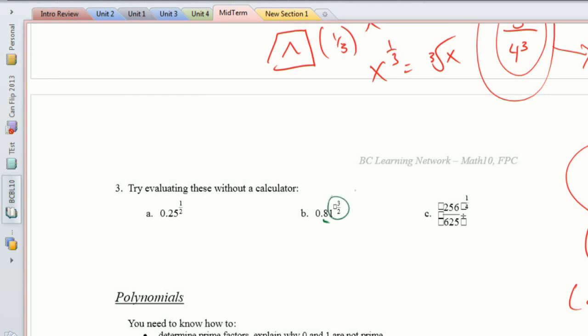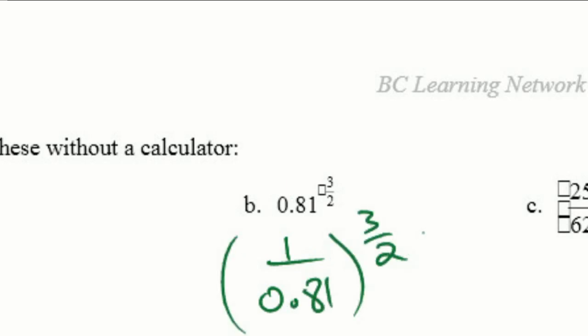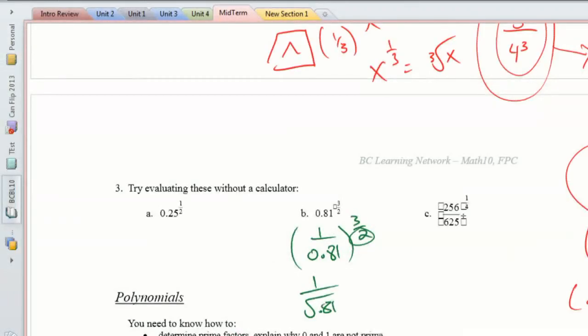This negative 3 over 2 means I'm going to flip this. So it's going to be 1 over 0.81 to the power of 3 over 2. I see the bottom here is a 2, so I know I'm going to do the square root of 0.81 cubed. And the square root of 0.81 is just 0.9, and then cubed.